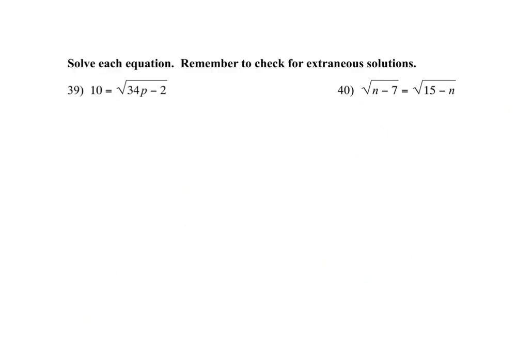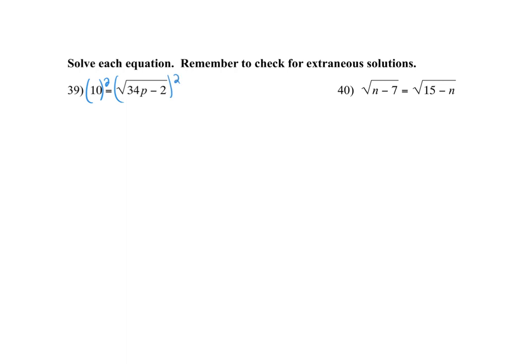You may have ones that have a number on the outside, a variable on the outside, or they have radicals on both sides. Any of those can happen. And so to get rid of a radical, we need to make sure it's by itself first, and then we need to square both sides. So like on 39, the radical's by itself. I am going to square both sides. I'm going to square the 10. I'm going to square the radical.